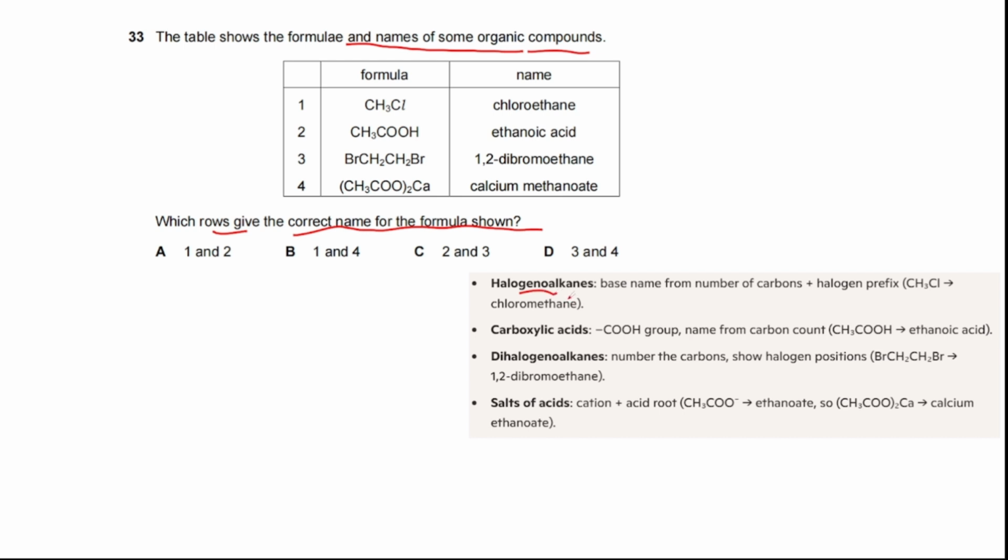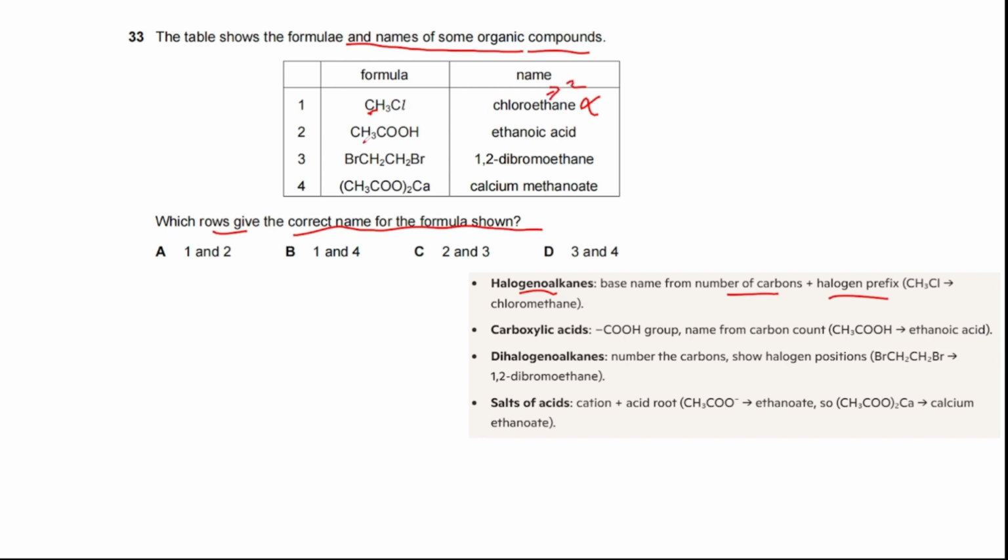So for a halogenoalkane, the naming is basically like this: the halogen will be the prefix, followed by the name for the number of carbon atoms. So it will be chloromethane here, because there is only one carbon atom, but the option here is chloroethane, which is wrong. Ethane is for 2 carbon atoms. So the first option is wrong.